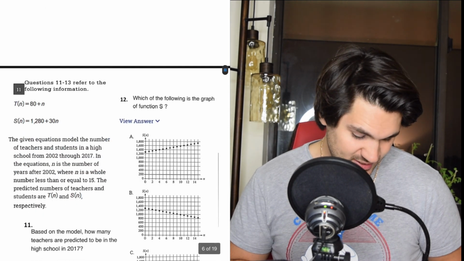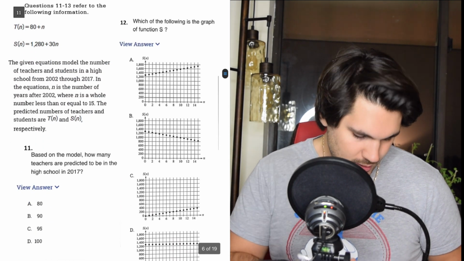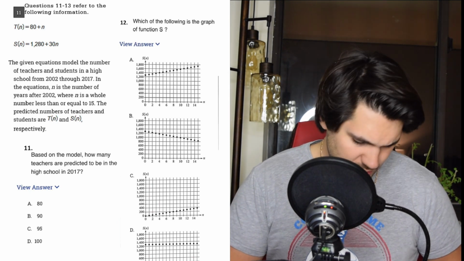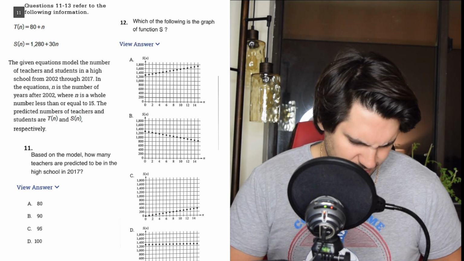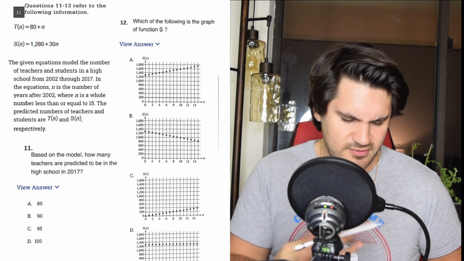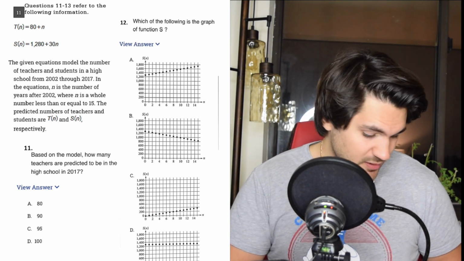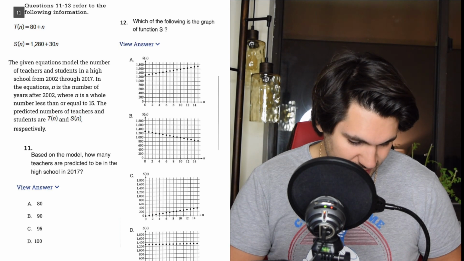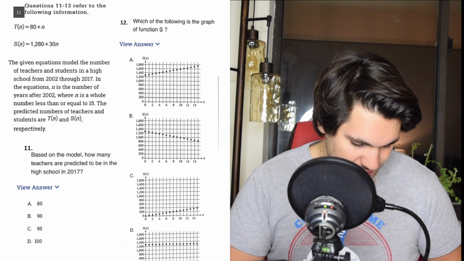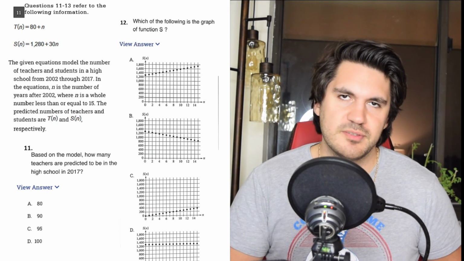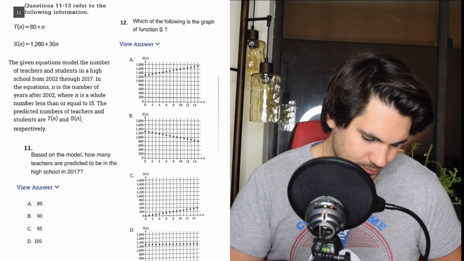Okay. Breezing through. Number 11. They're giving us so much information here, just tons of information, like models and summaries. Number 11. Based on the model, how many teachers are predicted to be in the high school in 2017? Let's see what they told us. I really should have read through this before the question, but I was just lazy.